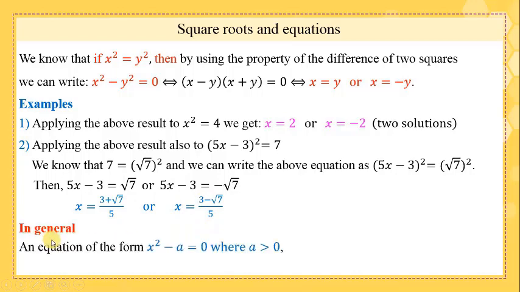So in general, an equation of the form x squared minus a equals 0, where a is positive, has two solutions or two roots: x equals radical a or x equals minus radical a.